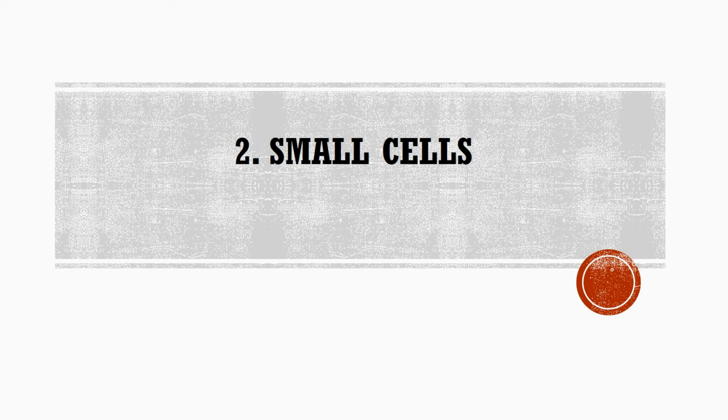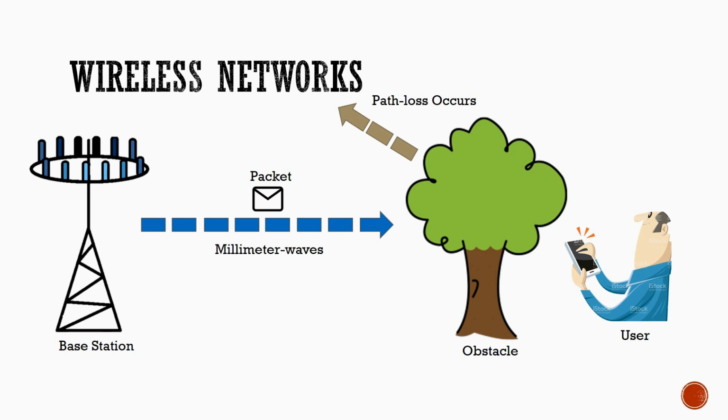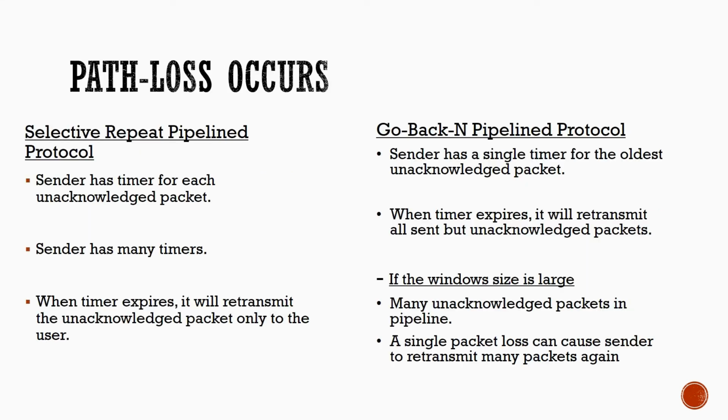The second technology, small cells. Nowadays, wireless networks rely on large high-powered cell towers to broadcast their signals over long distances. But we have to know that higher frequency millimeter waves will have a difficult time traveling through obstacles and path loss occurs. When path loss occurs, that means the user is experiencing timeout and packet loss. If the network is using selective repeat pipeline protocols, when timeout occurs, the sender has a timer for each unacknowledged packet, so it has many timers. When this timer expires, it will retransmit only the unacknowledged packet to the user.